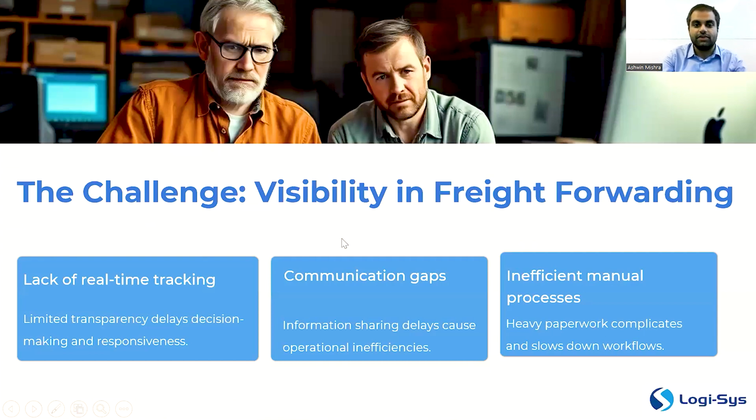So the current challenge in the freight forwarding industry is that there is no visibility of real-time tracking of the shipment. There's a lot of communication gap between the forwarder, the end shipper, and the consignee. And when there's a different origin and destination agent, the documentation doesn't flow in real time, and someone is always waiting for real-time information on the shipments.